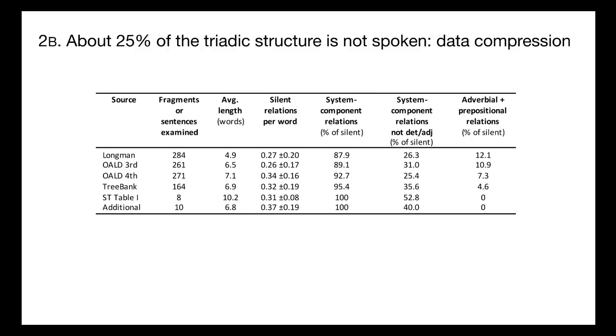Okay, so how common is this? It's about 25% of English sentences are not spoken. So these are various sources like the Longman's Dictionary of Contemporary English for non-English speakers. The Oxford Dictionary of the English Language has a whole section on examples, which are quite nice. The Penn Treebank, which is a standard linguistics corpus annotated for parts of speech and so forth, has lots of sentences, and there are various other things. And pretty consistently, it's about 25% of the things that are not spoken. Most of them are these system component relations, but sometimes the adverbs and so forth.